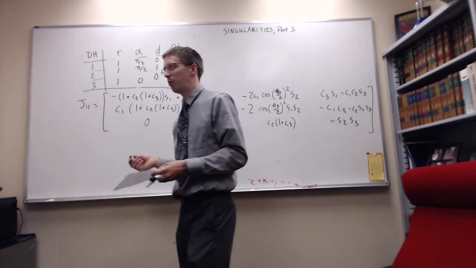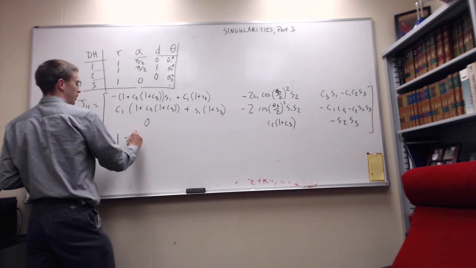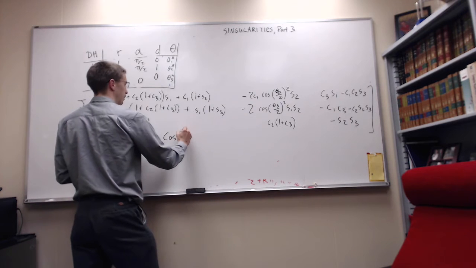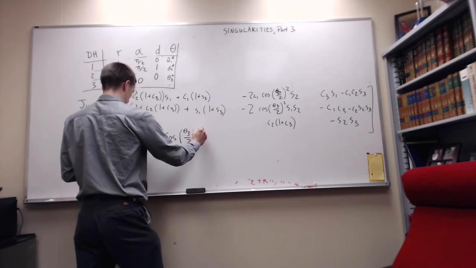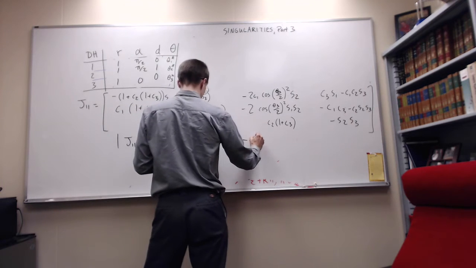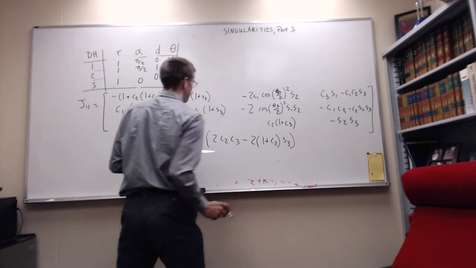This one is ugly. I don't want to give you one like this on the exam. It's not a good use of your time. But if you take the determinant of J11, then you get this particularly enlightening expression. You get cosine of theta 3 over 2 squared times 2 C2 C3 minus 2 1 plus C2 S3.